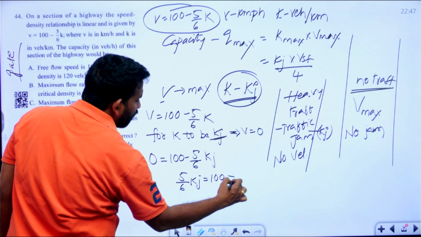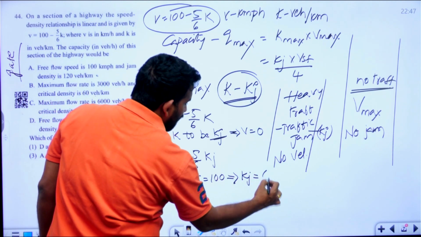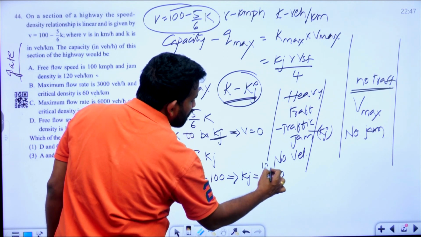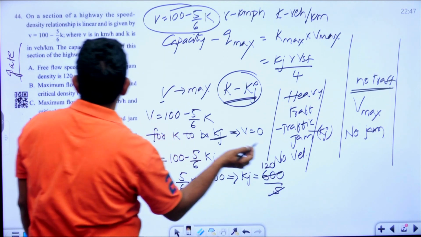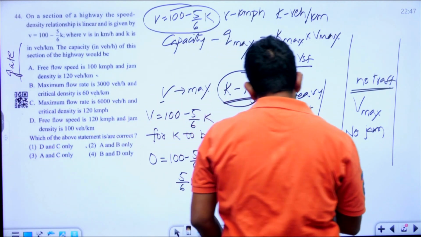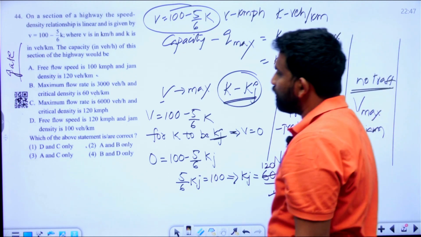From this, find out the value of Kj. Kj is equals to 600 by 5. 5 ones 5, 5 twos 10, so 120. So Kj is nothing but 120, expressed in terms of vehicles per kilometer: 120 vehicles per kilometer. Now let us check where the option is given here.